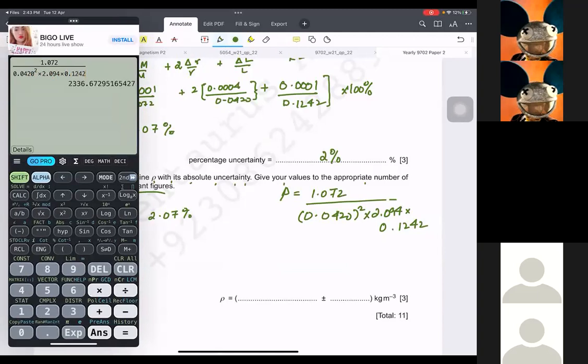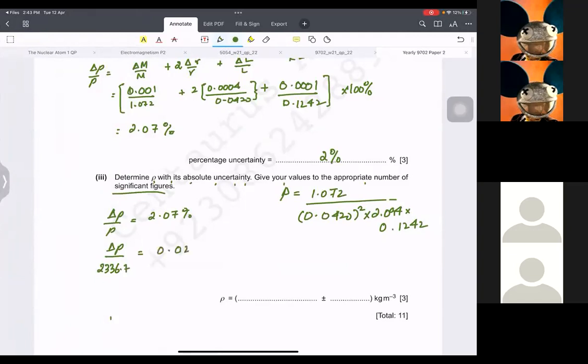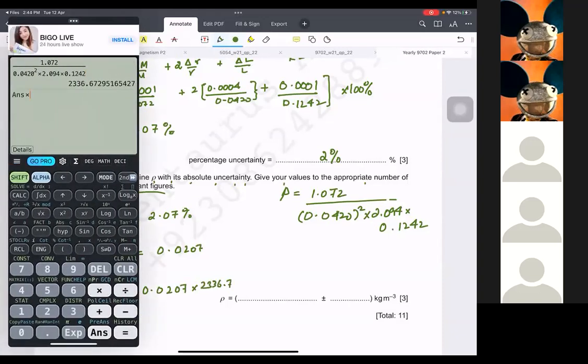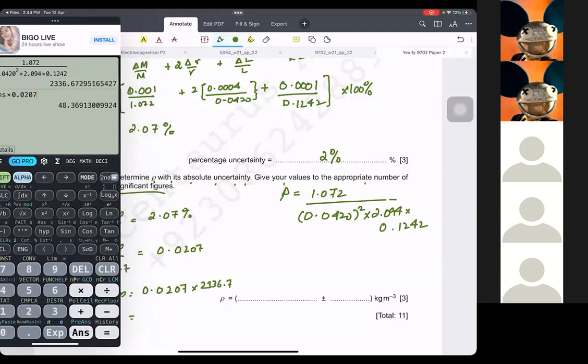So this is 2336.7. So I'm going to write 2336.7 equals to, well, if you divide by 100, it will be 0.0207. And then you must find the absolute uncertainty. Now, you guys already know the rules for this, I hope so. So you just multiply it with 0.0207. This is about 48.4.